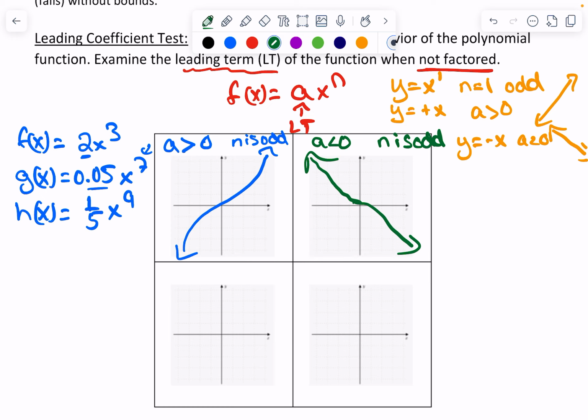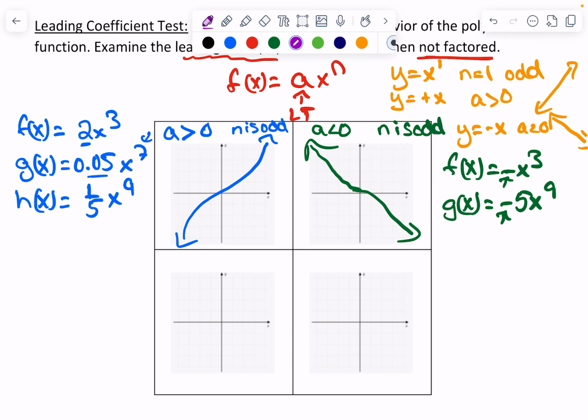So examples for this would be f of x equals negative x cubed, or for example, g of x equals negative 5x to the power of 9. The key difference between these first two examples is that positive and negative leading term. Okay, next one, we're going to say that the leading term is greater than 0, and we're going to switch n to be even. So we had odd in the first two examples, now it's going to be even.